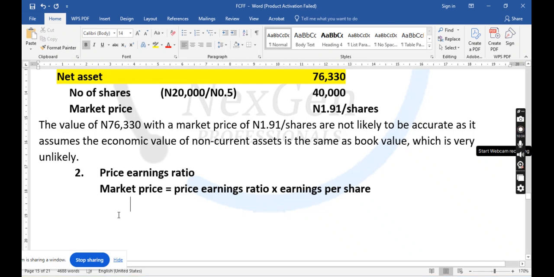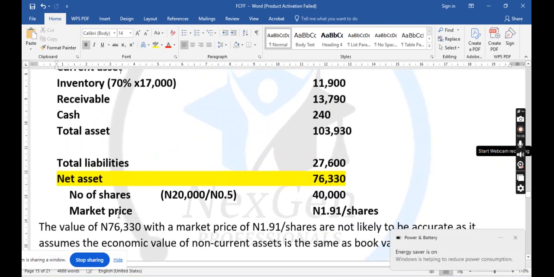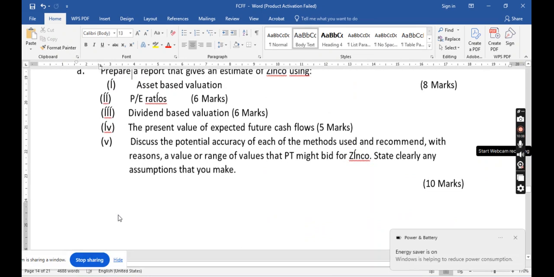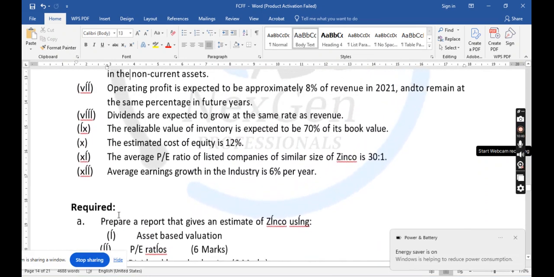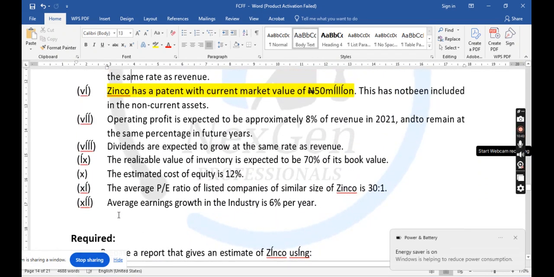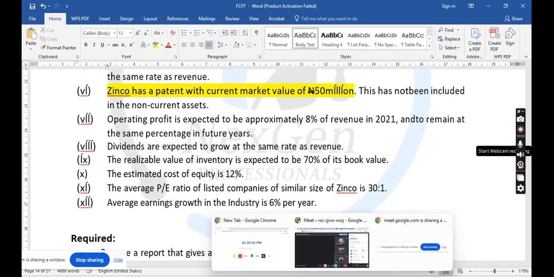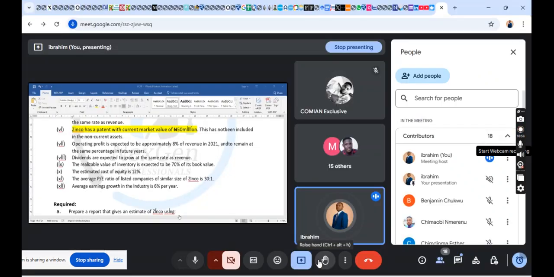Is price earning ratio given to us? Definitely, it should be given to us in the question. Let's quickly go back and check. The average PE ratio of listed companies of similar size to Zinco is 30. That's 30:1, that is 30/1. So they will give you the price earning ratio.